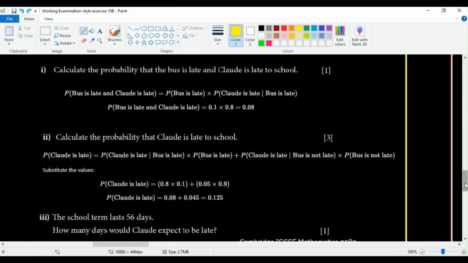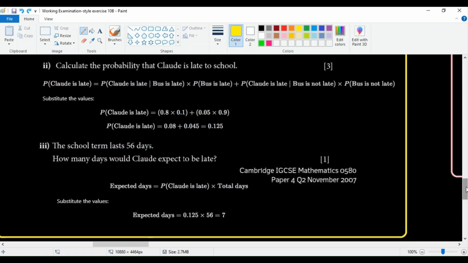Now comes a 3 marks question, and it says calculate the probability that Claude is late to school. Now in here we need to add these two together to give you the final answer. You get 0.08 for this calculation and this calculation is going to give you 0.045, which gives you 0.125. That means 125 out of 1000 is the probability.